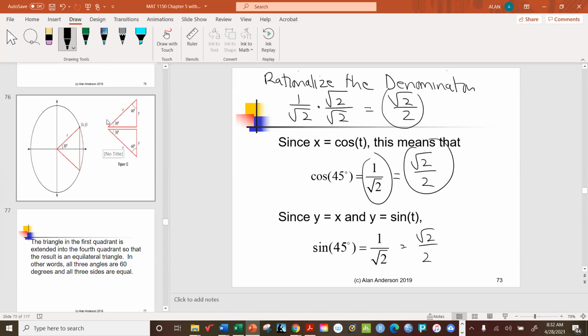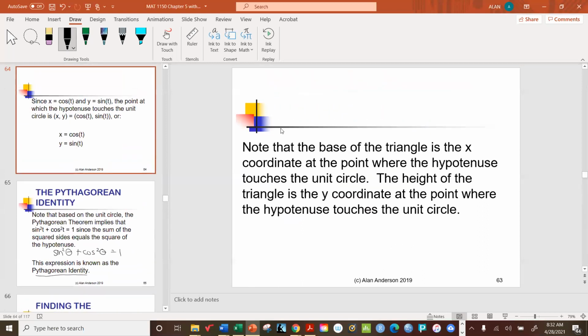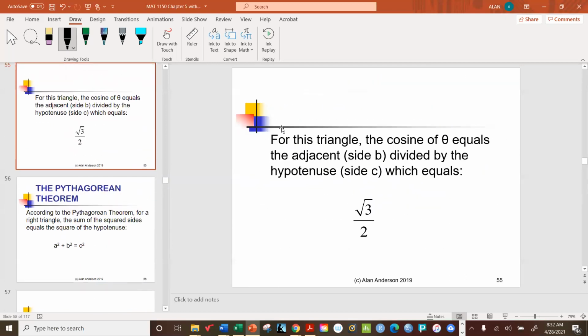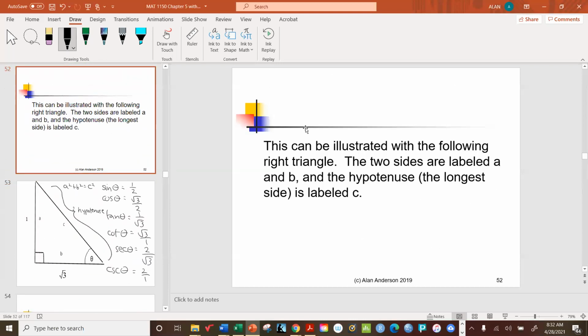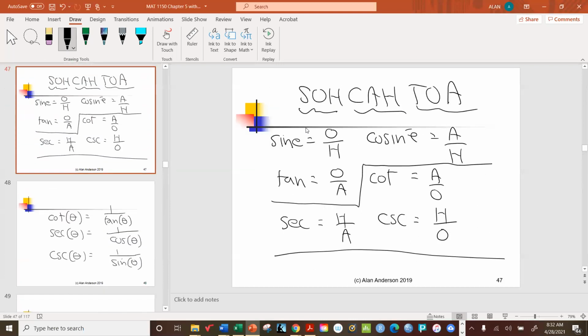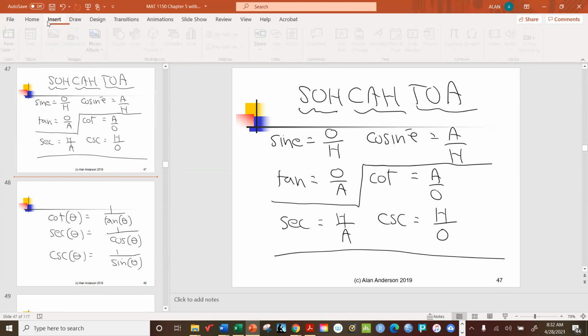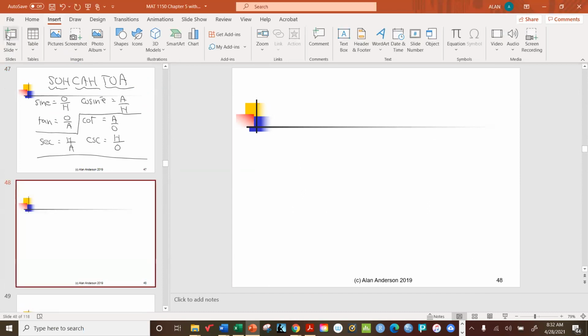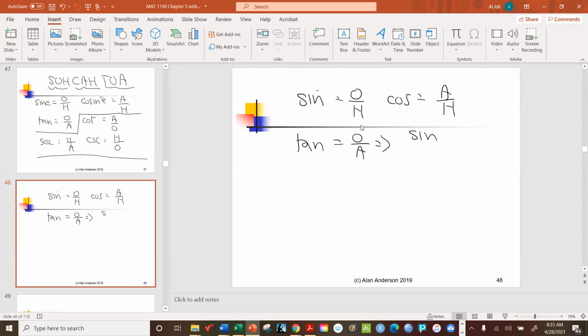So right now we know how to calculate the sine and cosine for 45 degrees. And also keep in mind, let's go back to this for a second. I just want to point out, let me just show you something interesting. Keeping in mind the sine is opposite over hypotenuse. The cosine is adjacent over hypotenuse. The tangent is opposite over adjacent. So that implies that the tangent is equal to the sine over the cosine.